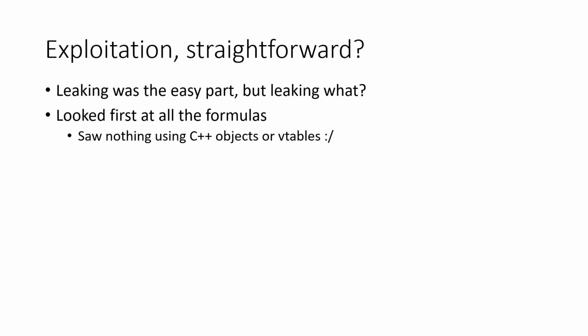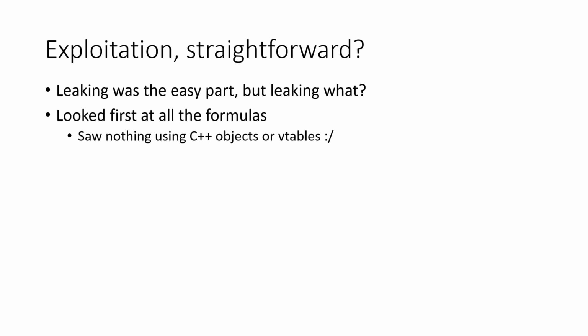I believe that the first thing I did once my leak was working was to check every single formula, to see if there wasn't one that could potentially allocate some C++ objects with vtables. Yeah, that would make sense. I went over them all. I didn't find anything. That doesn't mean that it's not possible. There are some really complicated formulas, like typically I'm thinking of the pivot tables formulas.